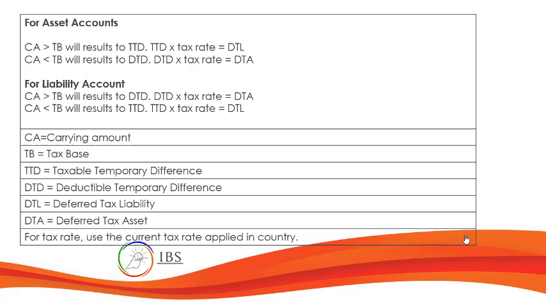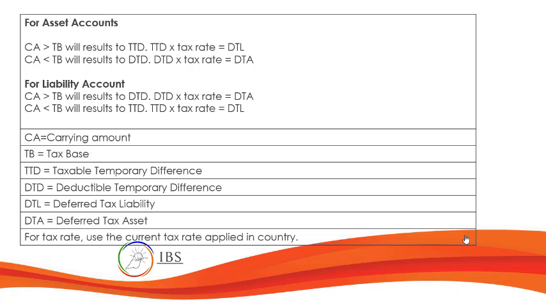The opposite will happen if carrying amount is less than tax base. That will result to deferred tax asset. Okay. So the difference between carrying amount and tax base on the second line, that will be deductible temporary difference, and then multiplied by tax rate, you will have deferred tax asset.